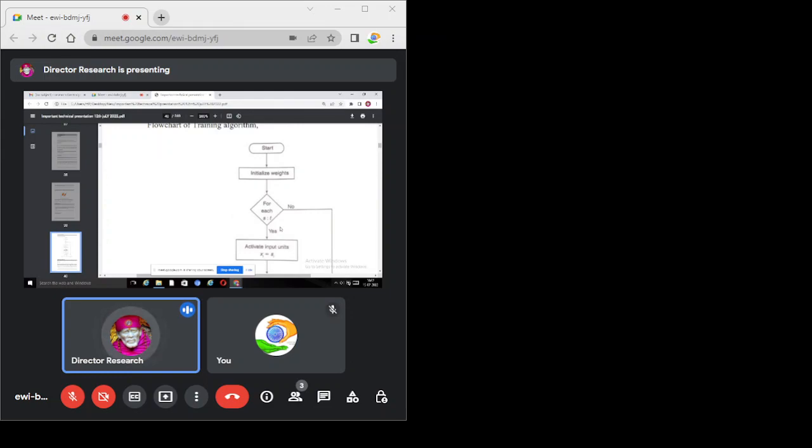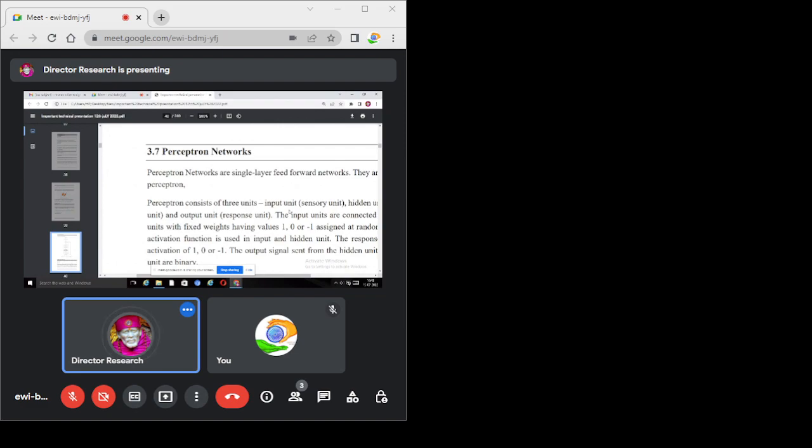The flowchart is pointing to that: start, initialize the weights for each. If the condition is true or no, what happened? If the condition is yes, what happened? Activate inputs, activate outputs, weight updates, bias update, stop.